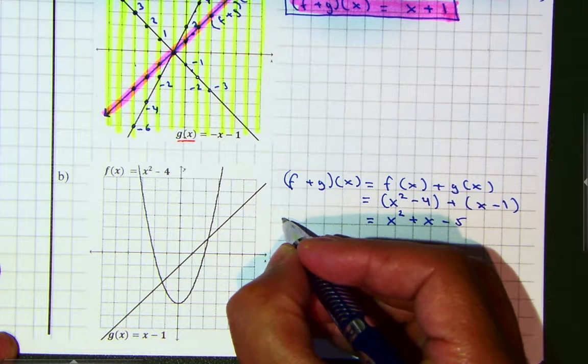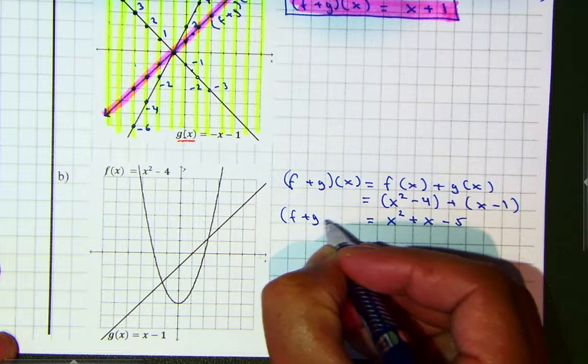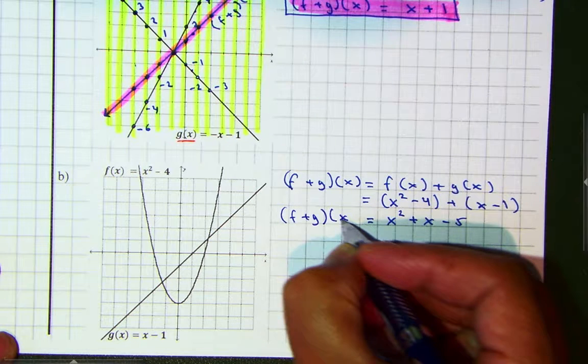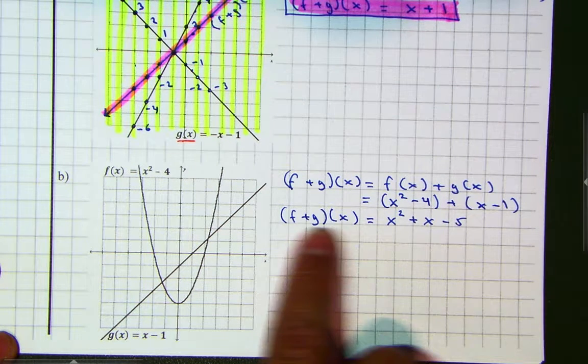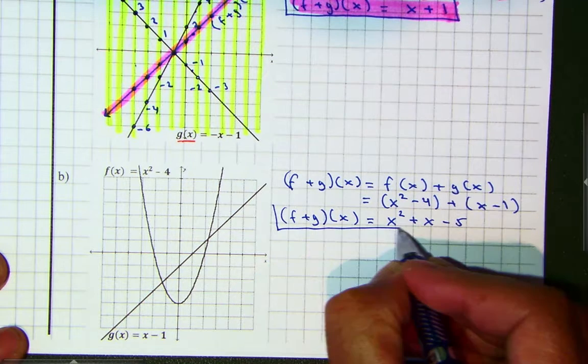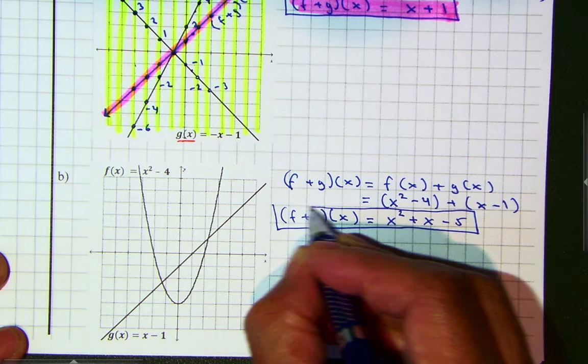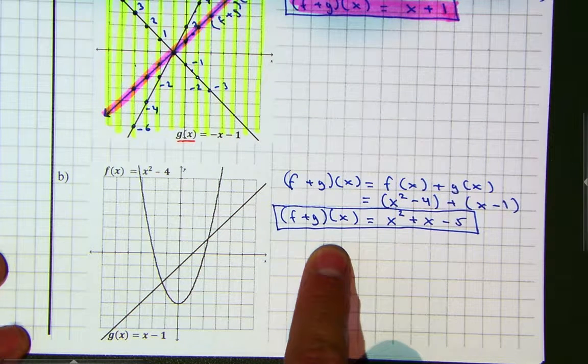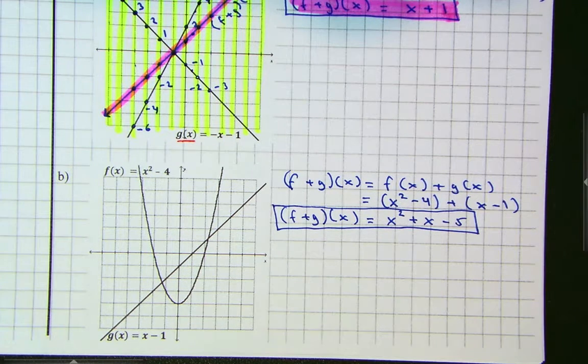And I'm going to bring down my notation, f plus g of x. But remember that on your homework, you also need to place your notation and not just your answer. Your notation is going to be a big component of this class, and I do need to be able to see it as part of your answer. So now let's go ahead and add them.